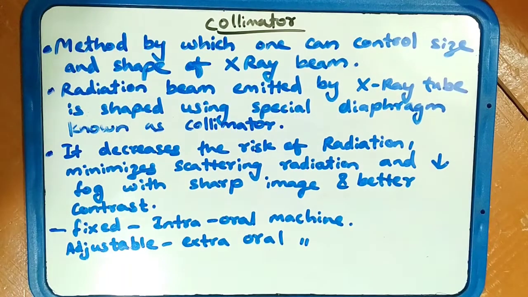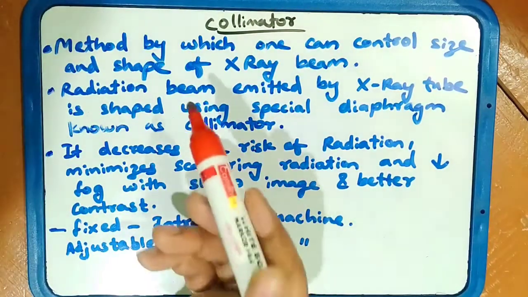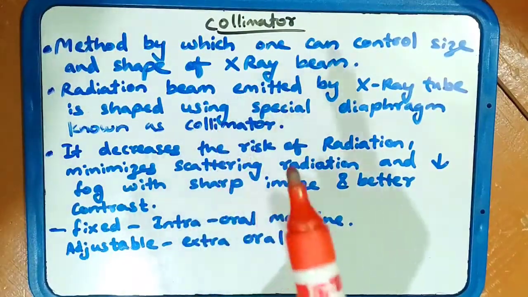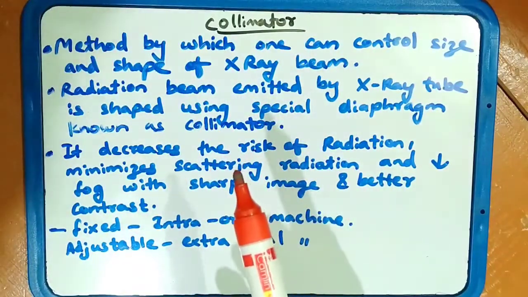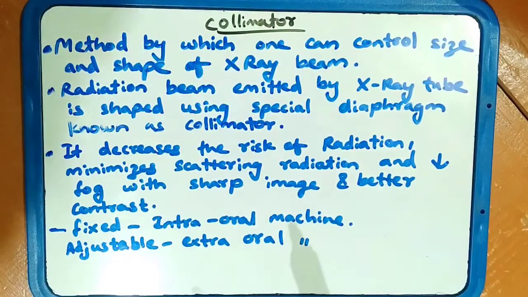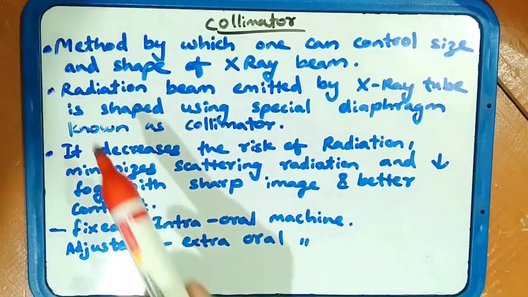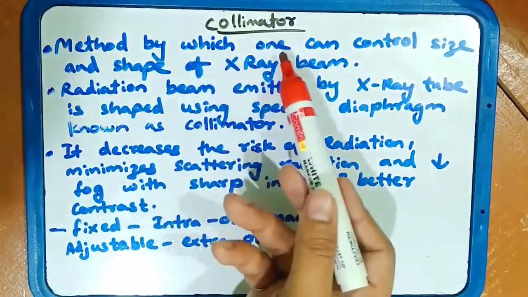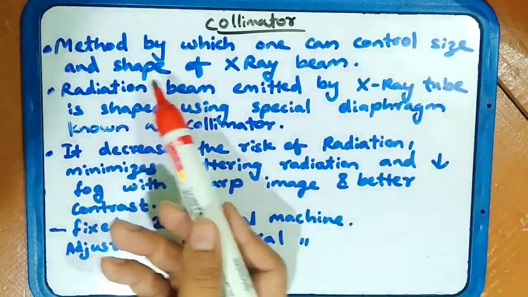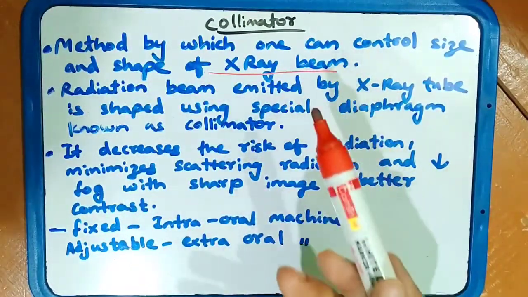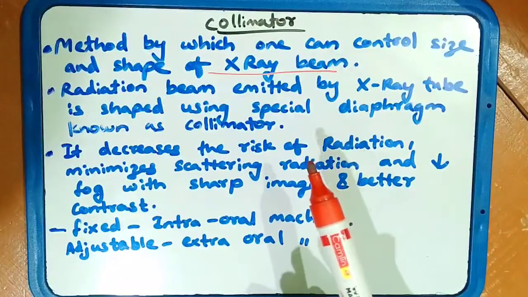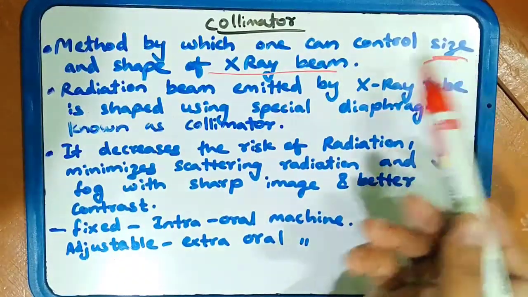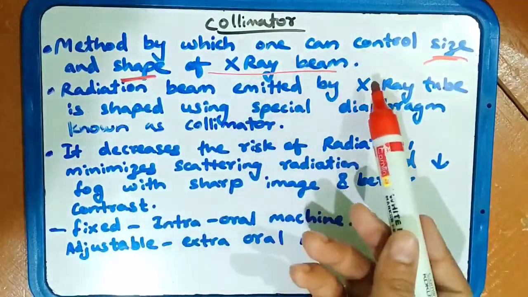Today, our topic is collimator. What is collimator and where do we use this? This is used in X-ray, while doing the X-ray. For what? For now we are going to study. It is the method by which one can control the size and shape of the X-ray beam. Using this collimator, you are going to control the size as well as the shape of the X-ray beam.